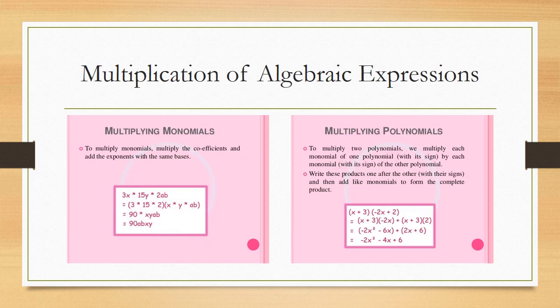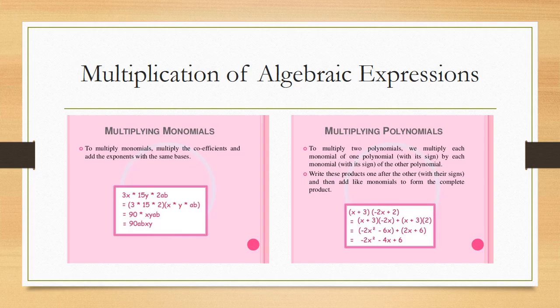Multiplication of algebraic expressions. Students, you are already familiar with the rules of multiplication. Let's revise. If two numbers, literals or terms have like signs, then their product will be positive. But if they have unlike signs, their product will be negative. The product of two powers of a literal is another power of the literal. The index of the product is the sum of the indices of the given two powers.